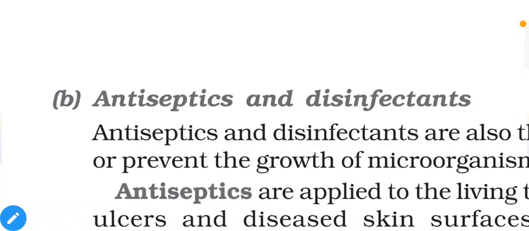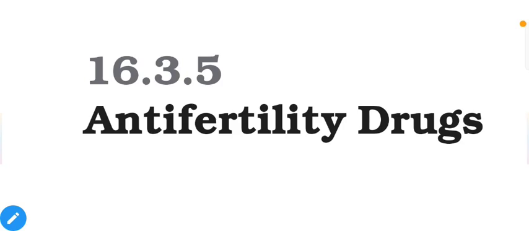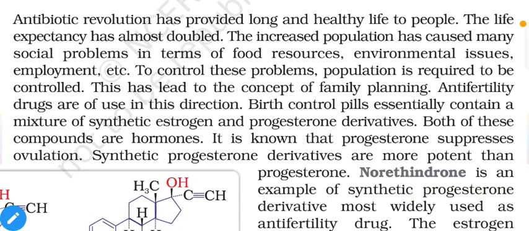So last time we discussed antiseptics and disinfectants, and today we are going to discuss anti-fertility drugs. The antibiotics revolution has provided a long and healthy life to people, because most of the diseases which can kill a person come from microorganisms. So life expectancy has almost doubled. In earlier times, when we did not have antimicrobials or antibiotics, a person usually lived up to 45 or 50 years, and now it has almost doubled because of these drugs.